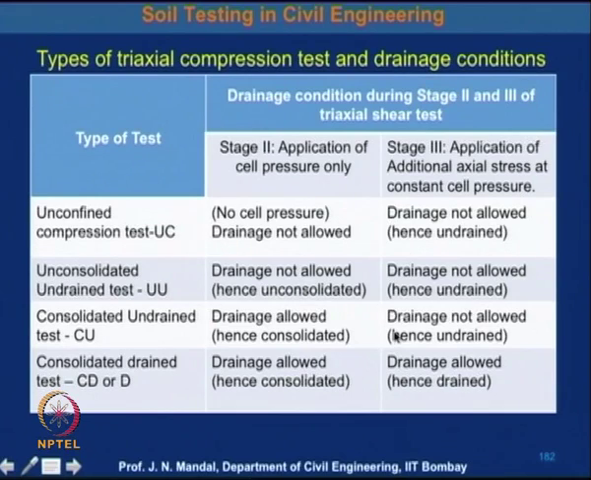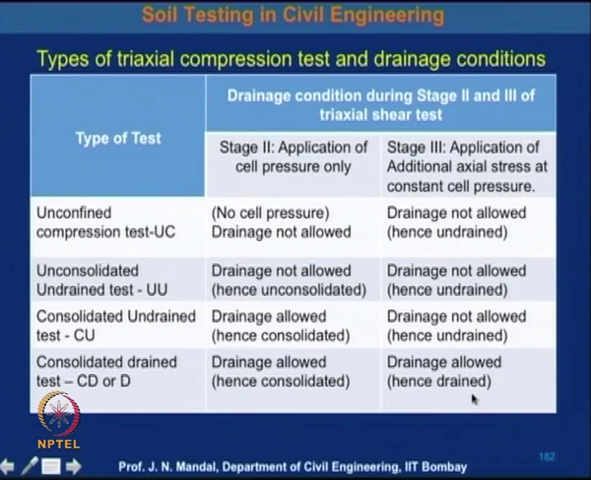And the third stage, when the application of additional axial stress at constant cell pressure, that means drainage not allowed, hence it is undrained. And the fourth type of test is the consolidated drained test, or CD test, or drained test. In the second stage, the application of cell pressure, then drainage allowed, hence it is consolidated. And in the third stage, the application of additional axial stress at constant cell pressure, that means drainage allowed, hence it is drained.